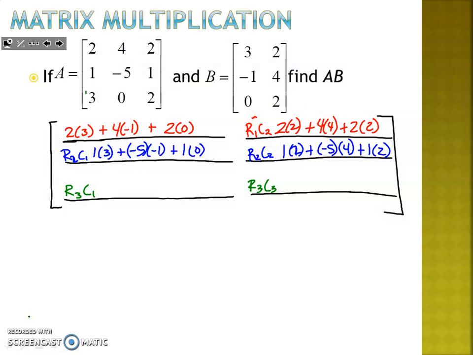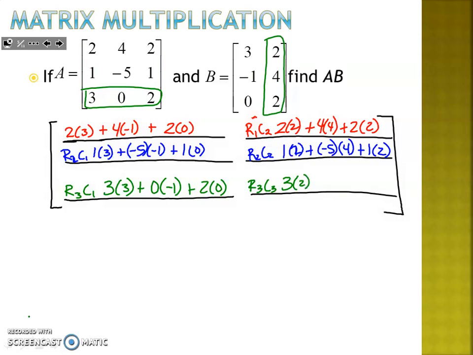We're now going to do row 3 times column 1. So we turn up 3 times 3 plus 0 times negative 1 plus 2 times 0. And then the last one is row 3, column 2. So I'm going to take row 3 times column 2. 3 times 2 plus 0 times 4 plus 2 times 2.